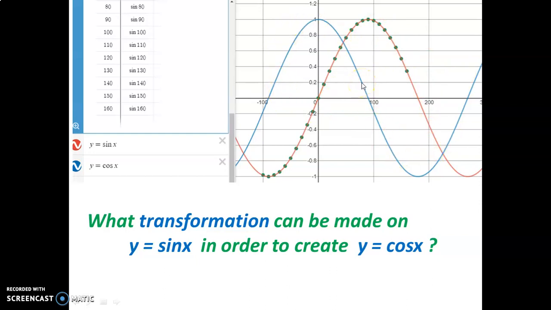And now that we've talked about translations a moment ago, what transformation can be made on y equals sine x in order to create y equals cos x? So how do we turn this red one into this blue one? And as I mentioned before, a cosine graph and sine graph are just shifted versions of one another. So what do you think the answer to this is? Well, let's take a look. To get the cosine x graph, we can take the sine graph and translate it like this.